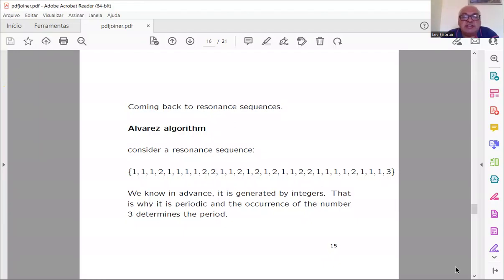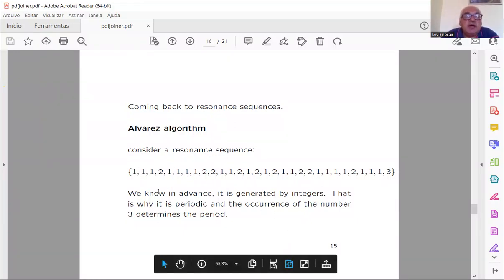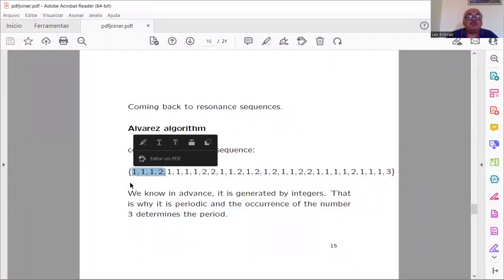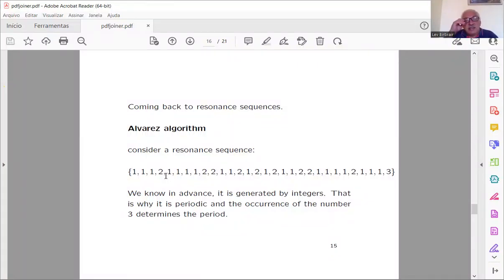Okay, now consider this kind of resonance sequence. Now let us create the initial sequence. How do we do that? We make a summation. We start to sum all the elements, 1 + 1 + 1, up to the first occurrence of the number 2. So we make the summation of these elements up to the first occurrence of 2, and we have a sum. In this case, the sum equals 5. And here we make a stop. Then we start summing 1 + 1 + 1 until we have 5 or 5 + 1.